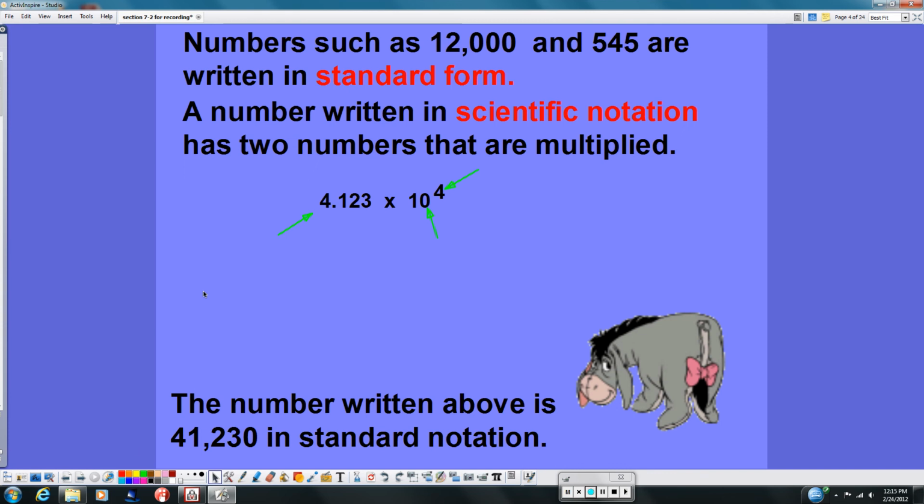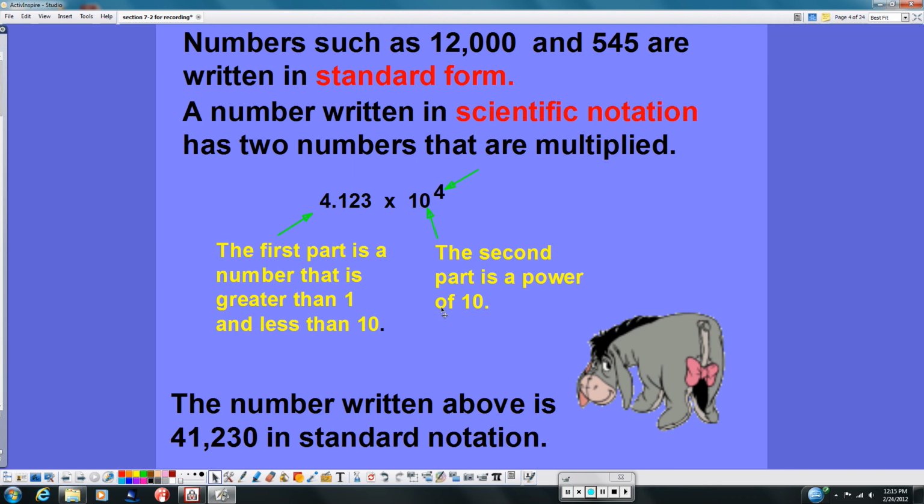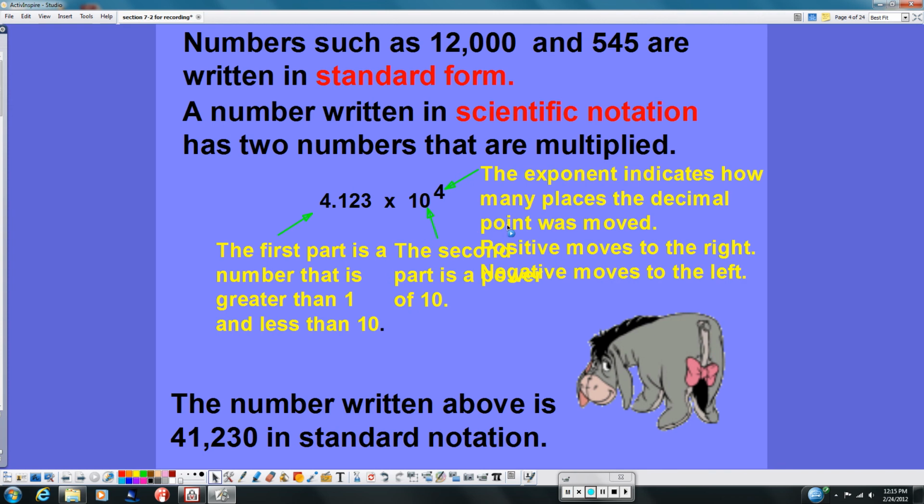So, numbers such as 12,545 are written in what's called standard form. And a number written in scientific notation has two numbers that are multiplied, such as 4.123 times 10 to the 4th. The first number, remember, has to be greater than 1 but less than 10. This always is a power of 10, and we'll talk about why on the next slide.